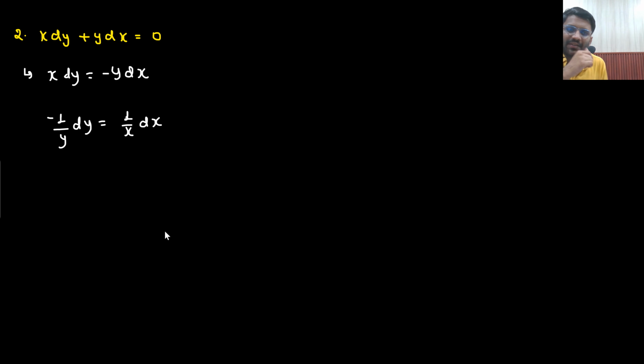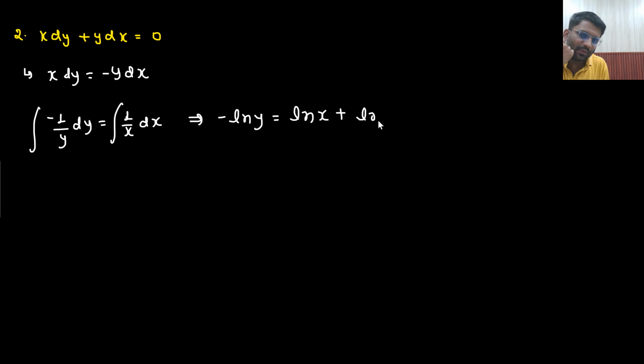On both sides you do the integration. That's it. What are you getting? Here I am getting minus ln y equals ln x. Let's take the constant as ln c, because ln 2 is a constant value, ln 3 is a constant value, right? ln is just a function, no? So I can take the constant as ln c this time. Why I am taking ln c, you will understand.